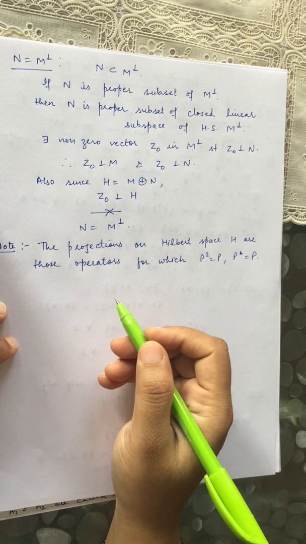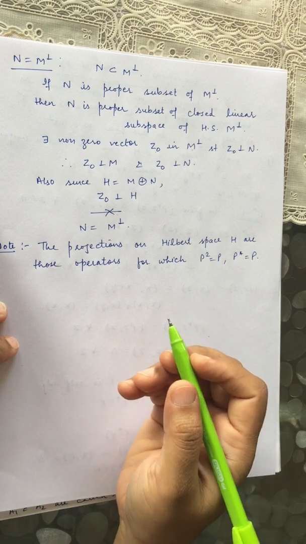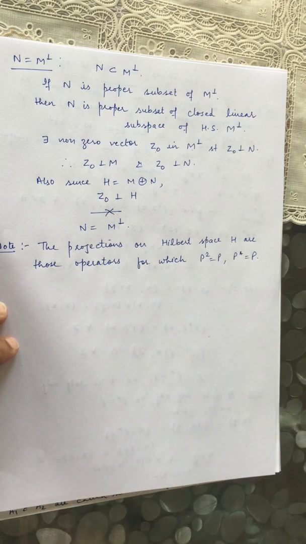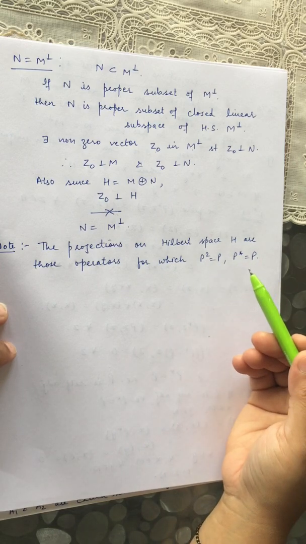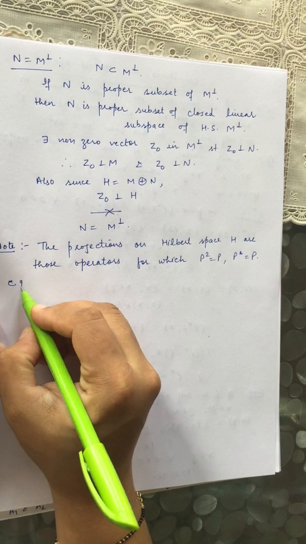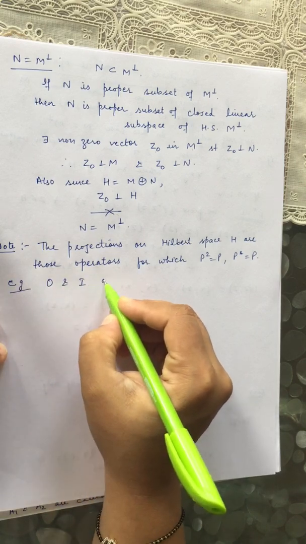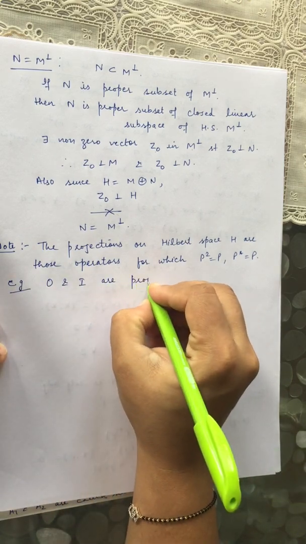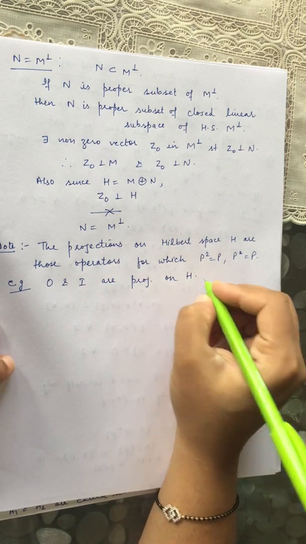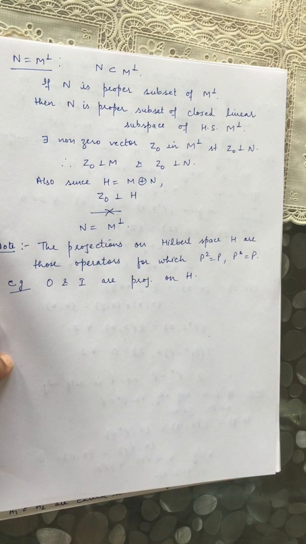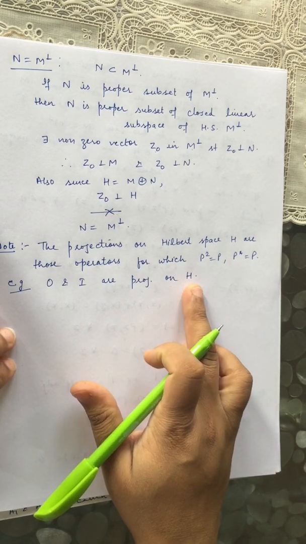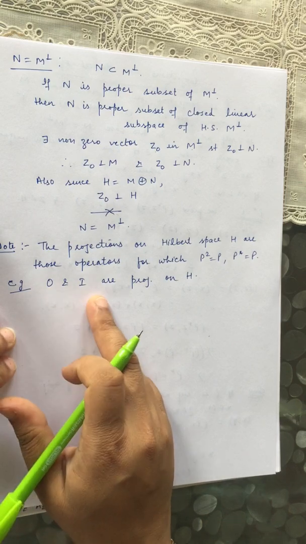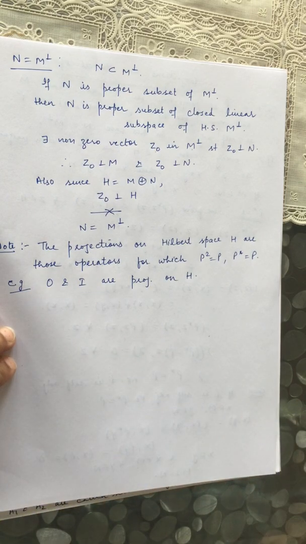So we have zero and identity operator. They are always projections on a Hilbert space, because 0 square is equal to 0 and 0 star is equal to 0. Similarly for the identity operator. So for example, 0 and I are projections on H. And obviously they are distinct projections if H is non-zero, because if H is 0, then they are the same projection, which maps the space 0 to 0. But if H is non-zero, they are distinct projections.